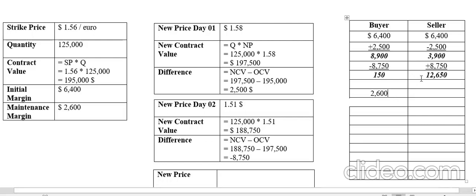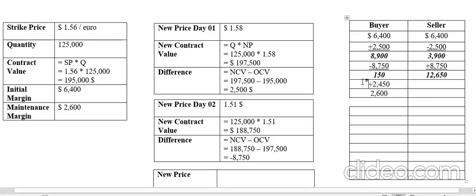Now the question is, how much money should be brought by the buyer so that his balance becomes 2,600? So it's very simple. How much money does he need? 2,600 minus how much money is already available, 150. So 2,600 minus 150 would give a balance of 2,450. It means that the buyer must bring this much money from home. If he brings this much money from home, then his balance will become 2,600.